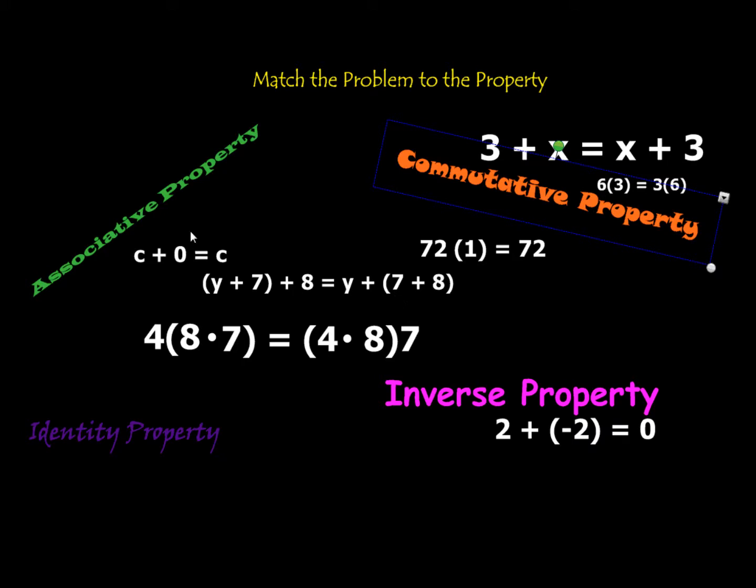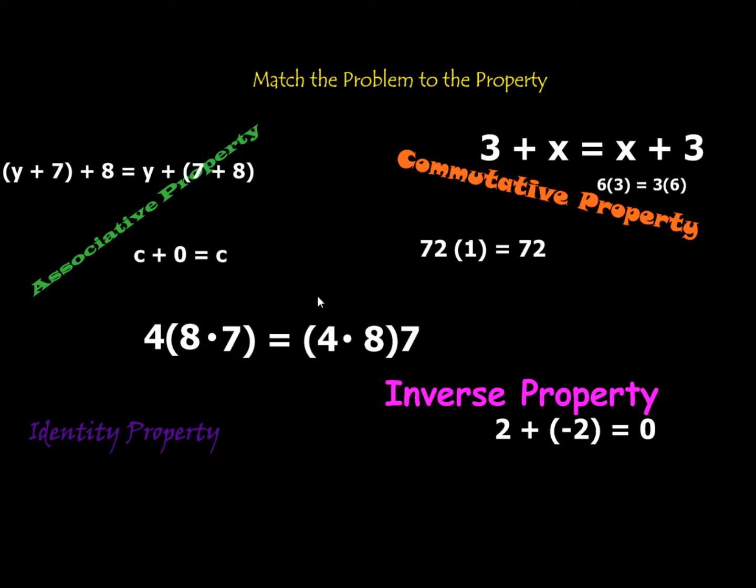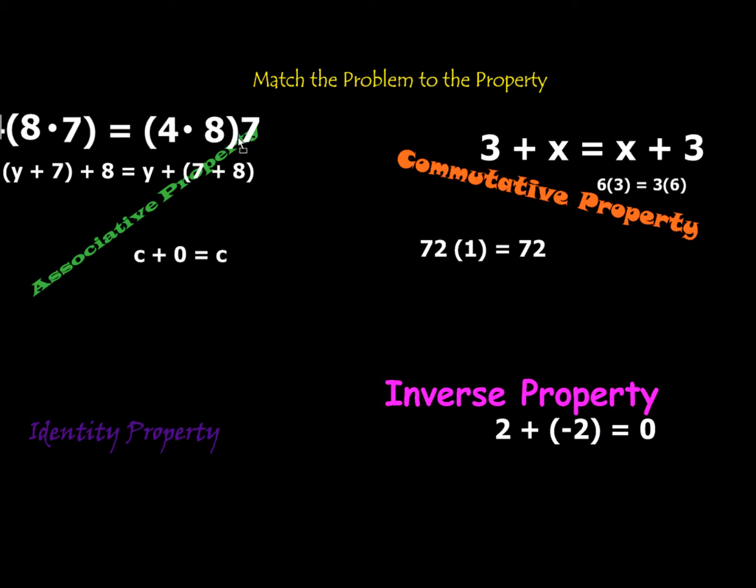Okay, I'm going to try the other two real quick. I remember Granny saying that if you associate with people, it's all about who's with you, like inside the parentheses. So I'm thinking this one, where the problem looks the same on both sides, but the parentheses are moving, that must be the associative. This one has a lot of parentheses too. 4 times the quantity 8 times 7, and over here, the quantity 4 times 8, times 7. All the numbers are in the same order. That must be it with multiplication. How'd I do on that one, Granny?